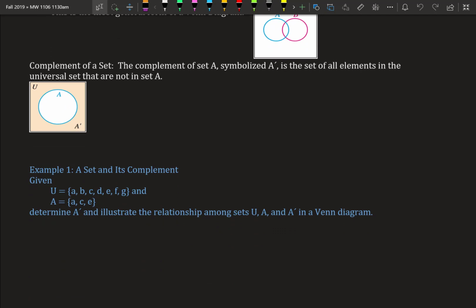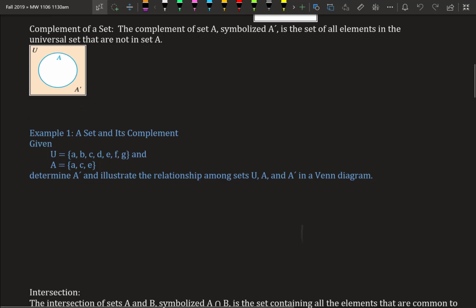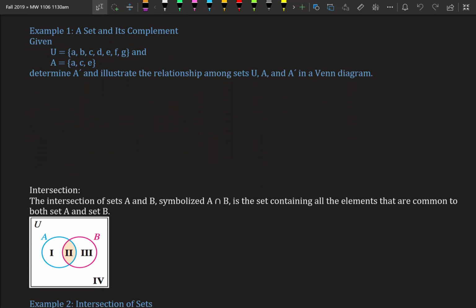Complement of sets. The complement of set A, symbolized A with a little apostrophe, is the set of all elements in the universal set that are not in set A. I'll talk more about that when we get to it. Not right now.